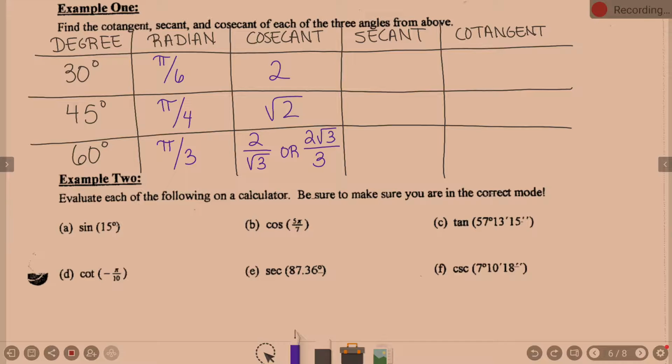Okay. Secant column is the reciprocal of cosine column, yes? So the cosine of 30 degrees was square root of 3 over 2. So what's the secant? 2 over square root of 3, or if you rationalize it, 2 square root of 3 over 3. Secant of 45, it's a reciprocal of 1 over square root of 2, so it is just square root of 2. Or notice, sine and cosine of 45 are the same, so secant and cosecant of 45 should be the same. Let's see, secant of 60. Cosine of 60 was 1 half, so secant of 60 is 2 over 1, 2.